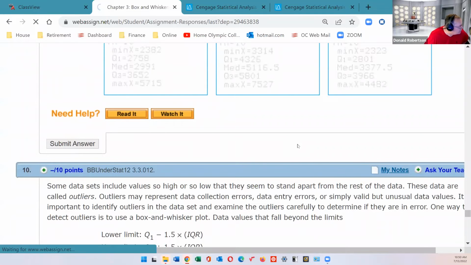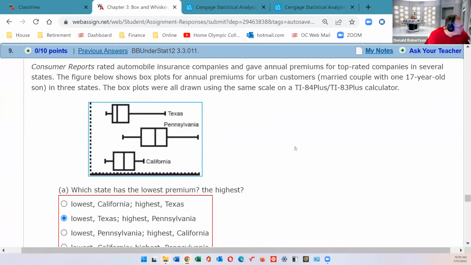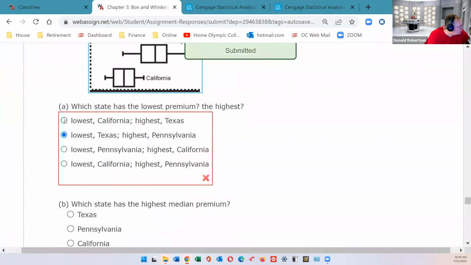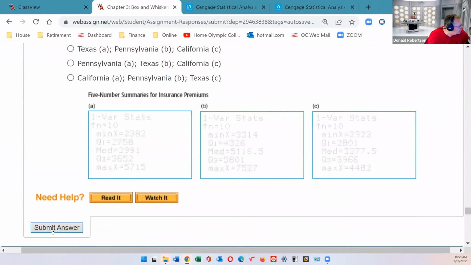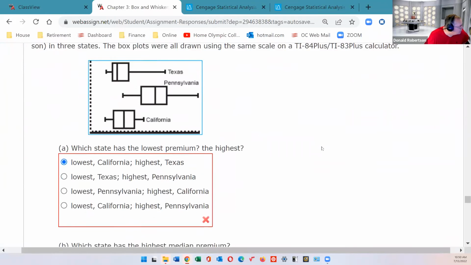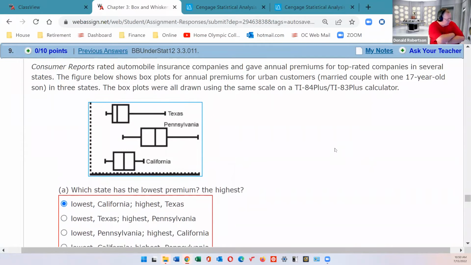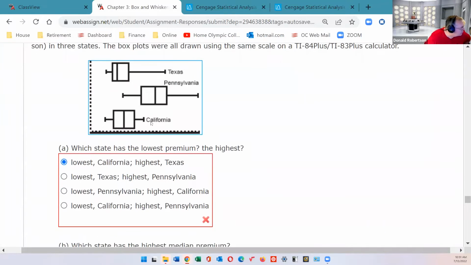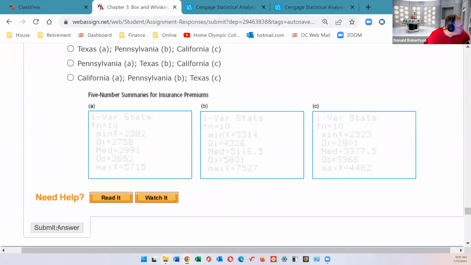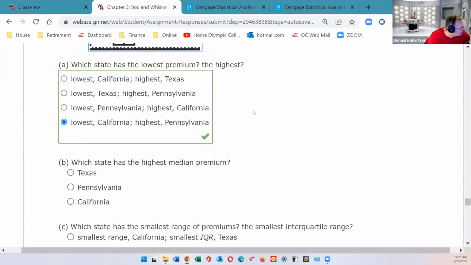So let's submit the answer and find out if it was what I think it is or what you thought it was. And I am wrong. So they picked California too. I picked Texas and it said no. Oh, there's two parts to it. And who would be the highest? Lowest would be California, and highest would be Pennsylvania. There's only 4 shots at this, so I can't get it wrong. There we go. Okay.